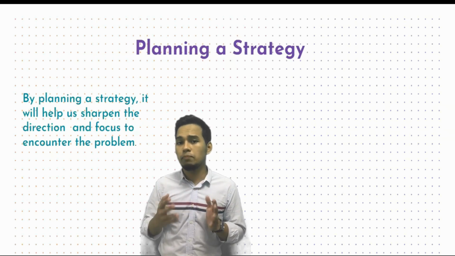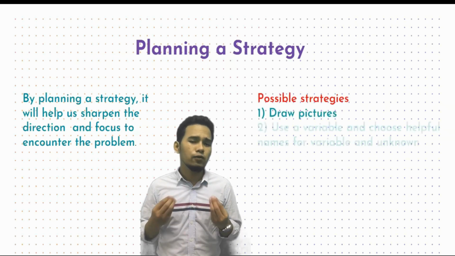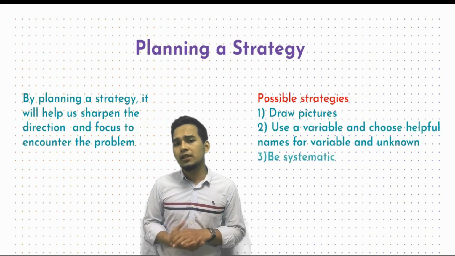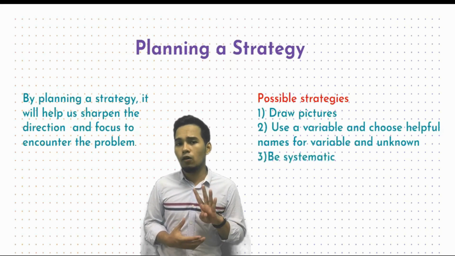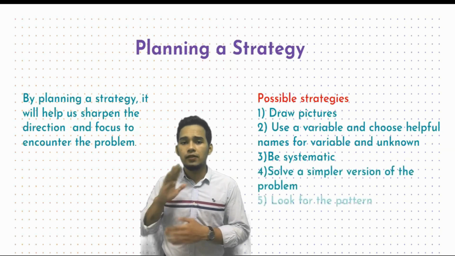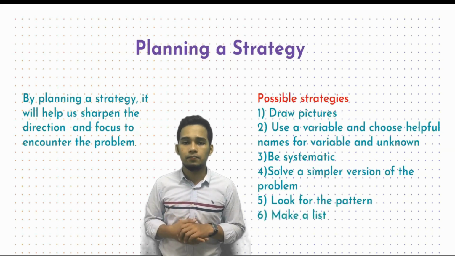Firstly, draw a picture. Second, use a variable and choose helpful names for variables or unknowns. Third, be systematic. Number 4, solve a simpler version of the problem. And number 5, look for a pattern. And lastly, make a list.